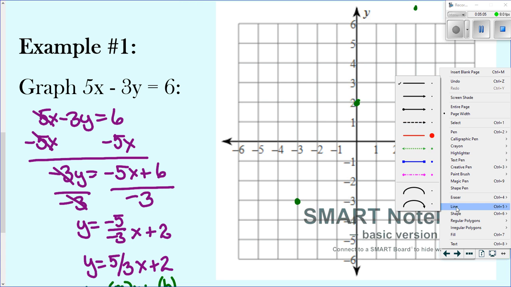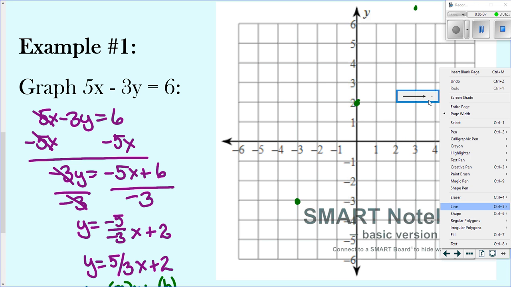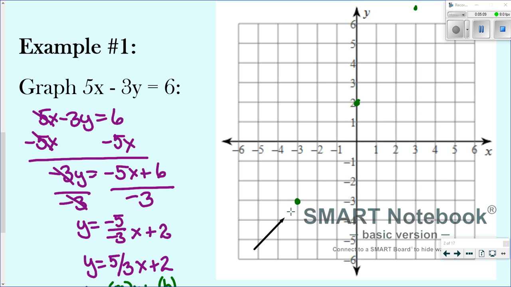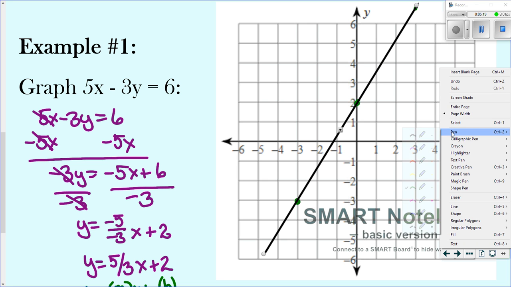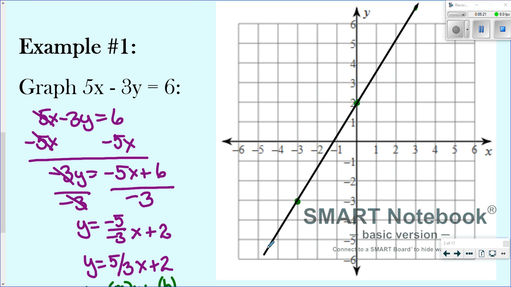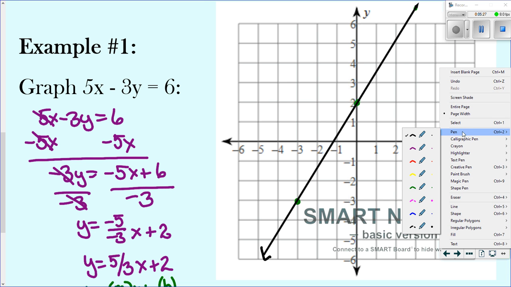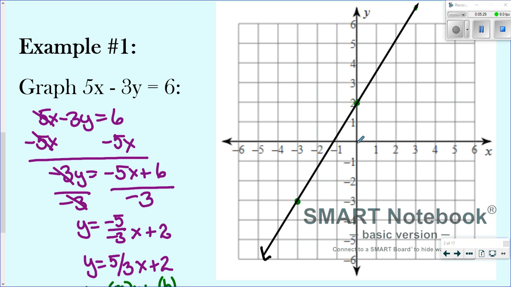So I'm going to put my line. Start here. I'm going to fix that up so that way it's on the points. And then I'm going to draw my arrow. I already have the arrowhead there. I'm going to have the arrow here. And then I'm going to label my line.